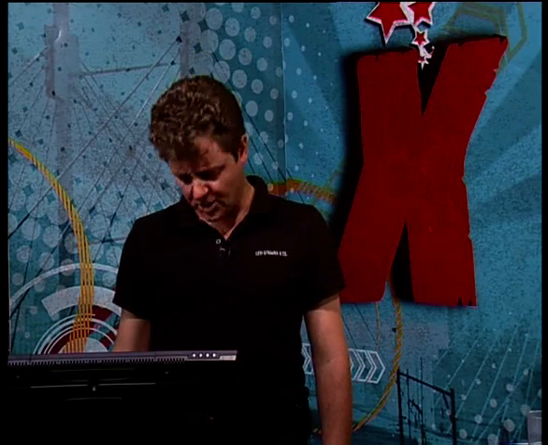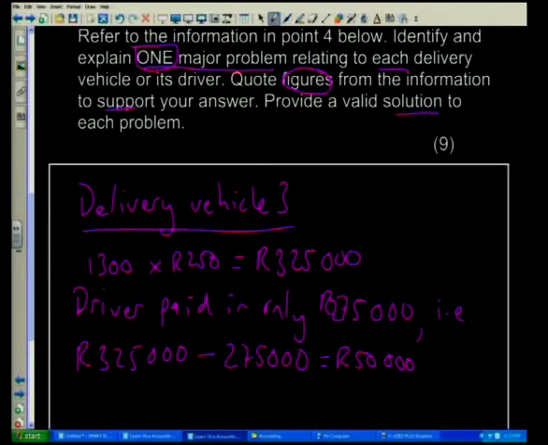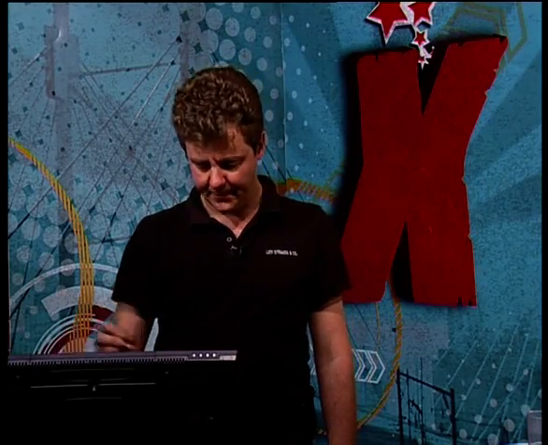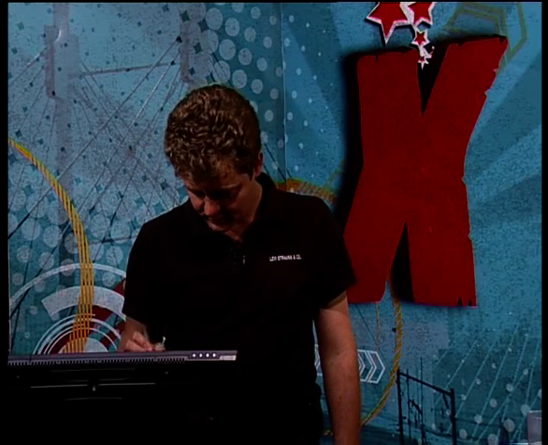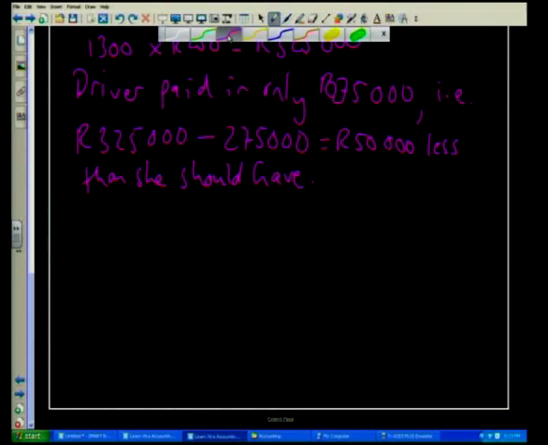Remember, you should always read the question carefully and make sure that if the question tells you to quote or to use a financial indicator, you actually do that. So she paid in 50,000 Rand less than she should have. This is obviously going to be a problem for the business because some money has gone missing. So obviously this driver is taking some money from the business in some way.